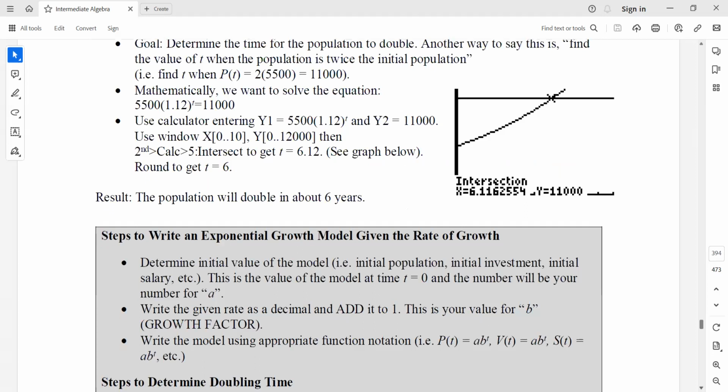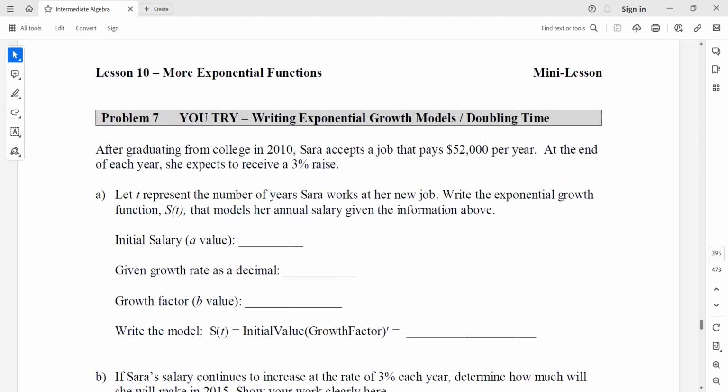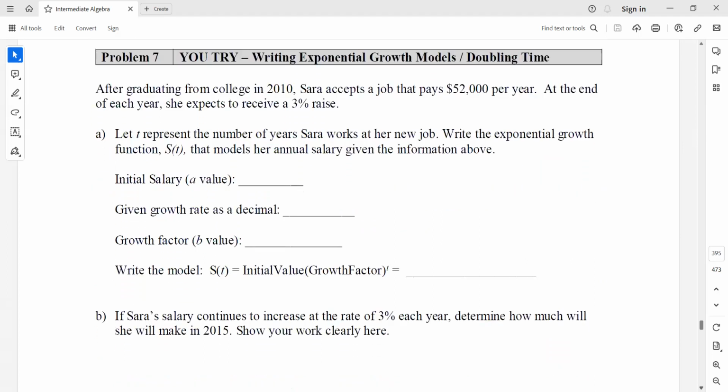So this is a worked example. I'm going to skip that. And then let's look at this one. So this is a you try problem. So I'm going to go over that. This is problem 7.